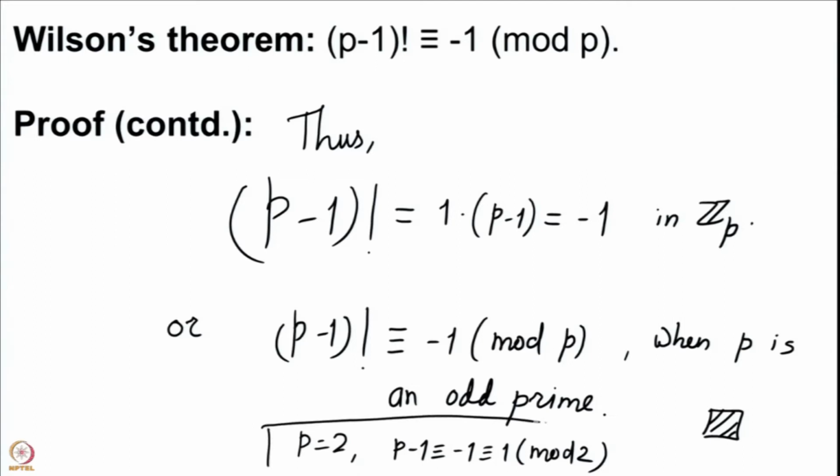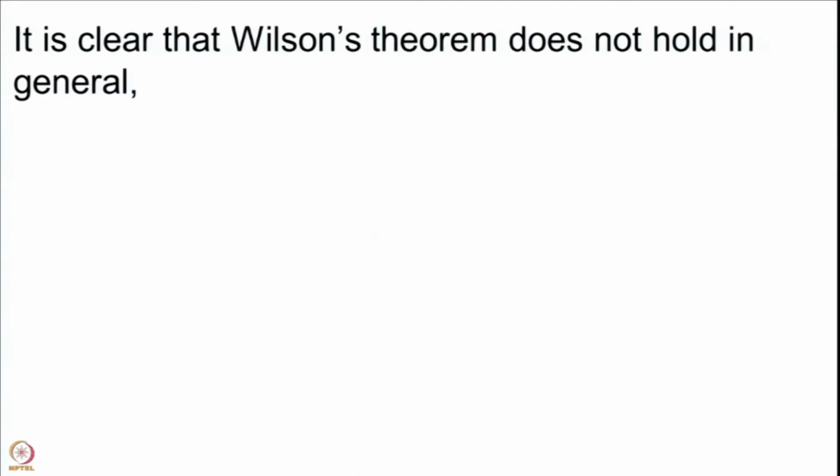So, there is actually no statement for p equal to 2, but we may say that (p minus 1) factorial is congruent to minus 1 holds for all primes. When we ask whether it holds in general, we are asking for a number which is not a prime. You may look at n equal to 4, and you will see that (n minus 1) factorial, which in this case is 3 factorial, is an even number, so clearly it cannot be minus 1 modulo 4.